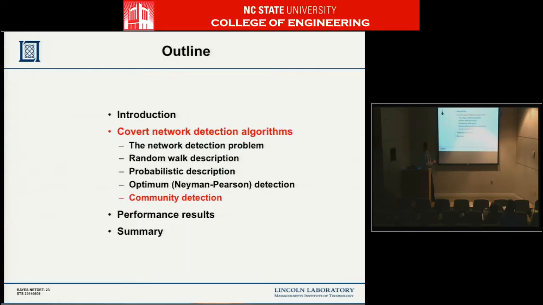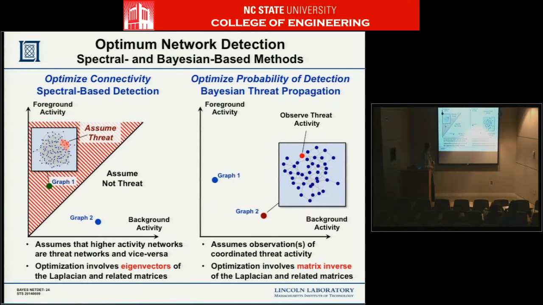And so now I want to spend a little bit of time comparing this approach to other network detection approaches that are out there that fall under the guise of community detection. With community detection methods, what they try to do is optimize this topological connectivity. If you divide the world into how much foreground activity there is and how much background activity, what these methods try to do is detect activity, and then if there's a lot of activity, you assume threat.